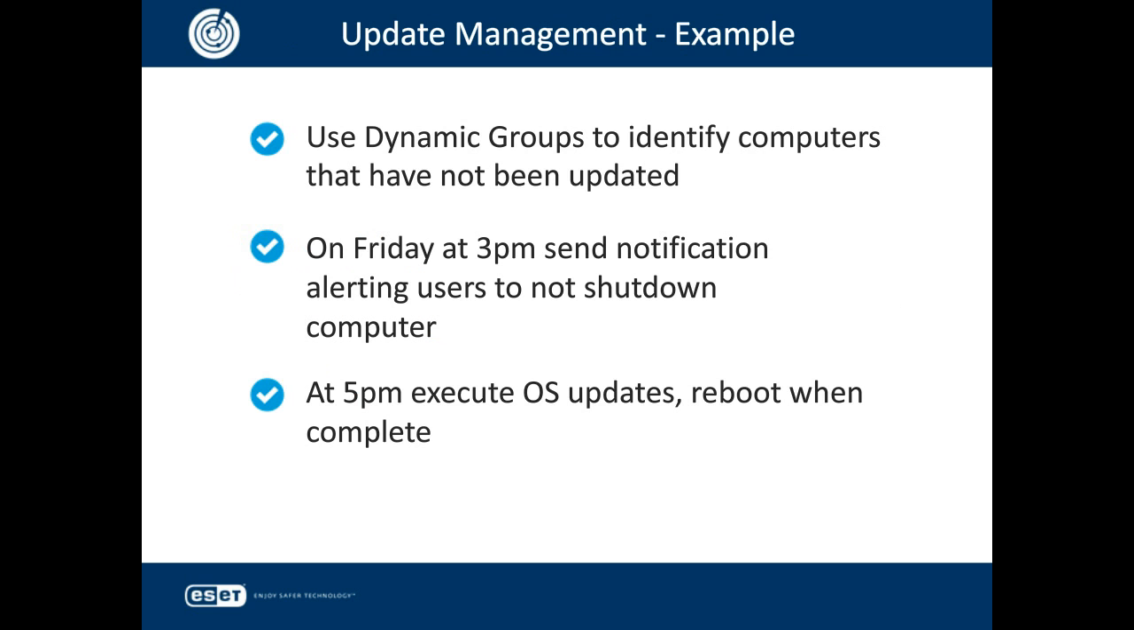So we have some companies that will utilize these dynamic groups to identify computers that have not been updated. Then, on Friday at 3 p.m., they send a notification to their users letting them know, please do not shut down your computers. We're going to go ahead and execute those updates at 5 o'clock. Then at 5 o'clock, execute the updates, then reboot when complete. And you can schedule all of that out directly from the ESET management server, so you don't even have to think about that process anymore.